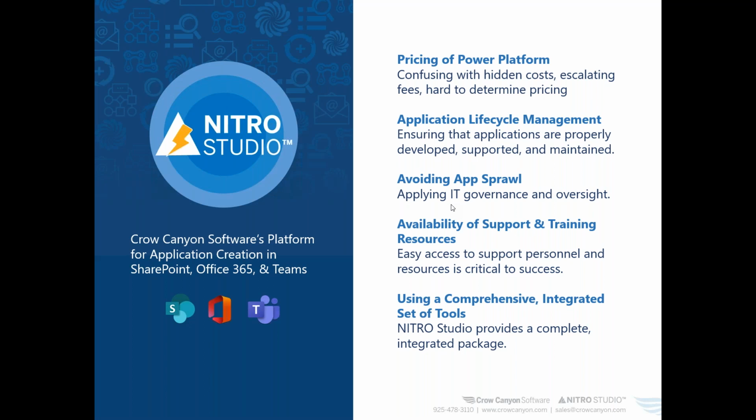Availability of support and training resources. I mean, it's important to look at that. Once the application's in place, well, first of all, when you're developing it with NITRO Studio, how much support do you get for that? And second of all, once the application's in place, how is it going to be supported and how users are going to be trained? And Crow Canyon has that list of support resources I mentioned. And then the idea of using a comprehensive integrated set of tools that is meant for application development. And it comes from the many years of experience we have, that this is what we needed in order to build applications.